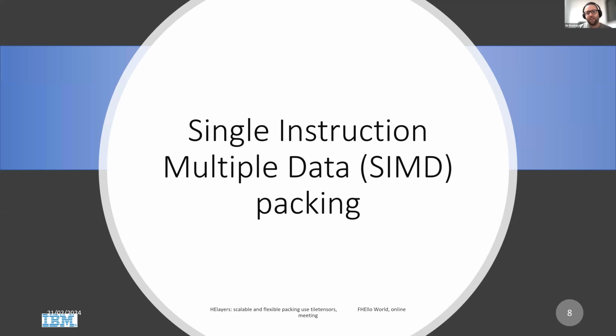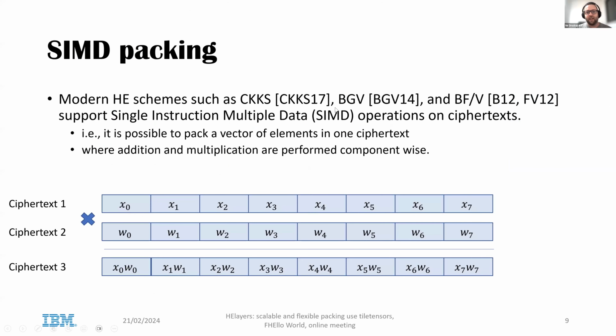The concept of SIMD, single instruction multiple data packing, was introduced a long time ago, not in the FHE domain but in the hardware domain, and it was also ported to the FHE domain, and it is being used by many schemes like CKKS, BGV, BFV, etc. The idea of SIMD is that a ciphertext can pack multiple data in one ciphertext. Like here, we pack the values x0 to x7 in one ciphertext and w0 to w7 in another ciphertext. And we can perform element-wise multiplication, and we do that with one multiplication instruction of homomorphic encryption.